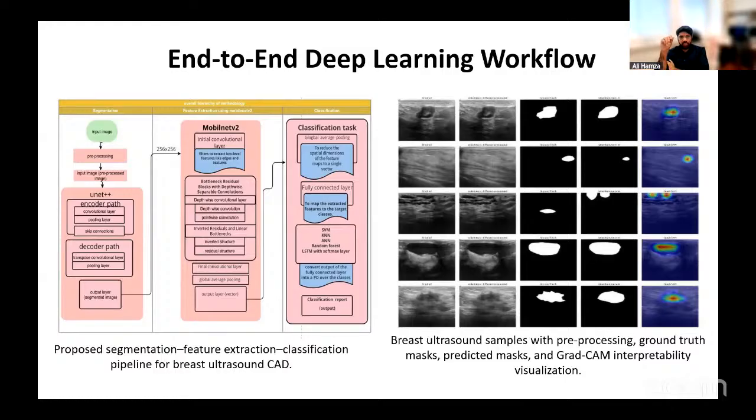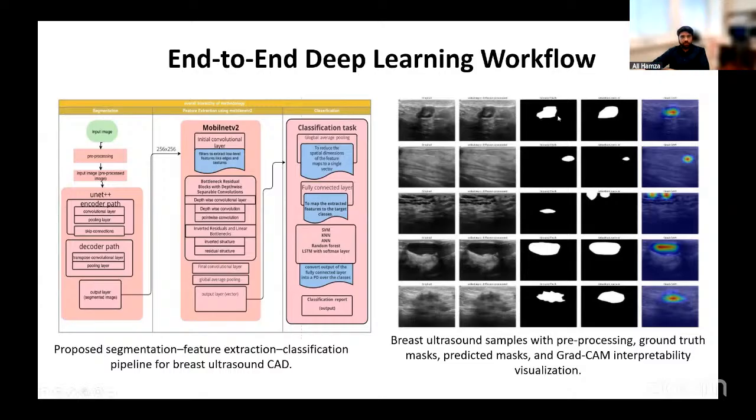MobileNet V2 performs better because in ultrasound we have limited data sets. It is a lightweight architecture that can work well on limited data sets. It uses depth-wise separable convolutions to reduce the number of parameters, which is ideal in our case. After extracting these features, we convert these features into vector form and then feed them into the classification tasks. For classification, I used multiple classifiers and tried to find how one classifier is better than the other.